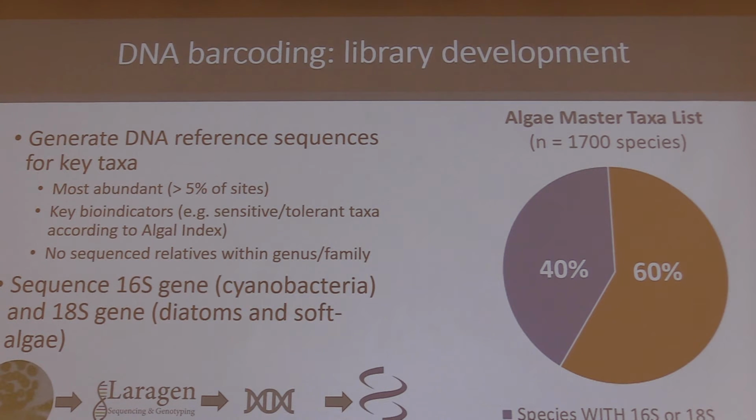So what we're doing now is working with, again, trained taxonomists to find those species present in our samples, isolate them, grow them up, and then sequence those reference sequences to deposit in those global DNA libraries. We're prioritizing the taxa that we're sequencing by looking at the ones that we know are really abundant across a number of our stream sites, the ones that are key bioindicators according to our algal biological index, and also the ones that we know really have no sequence relatives within the same genus or family, so there's really a need for generating these reference sequences for these key taxa.